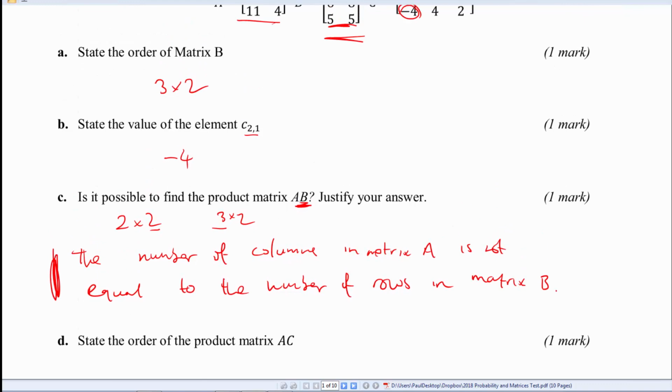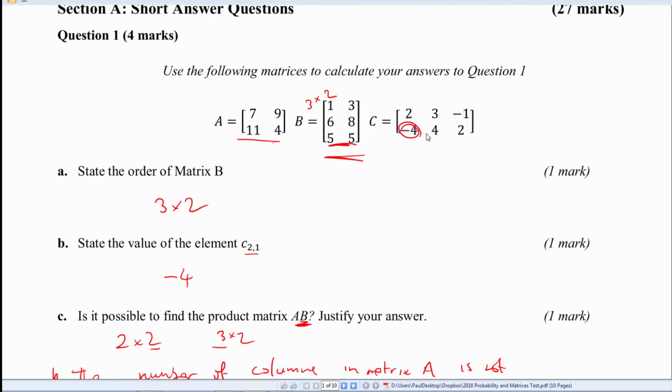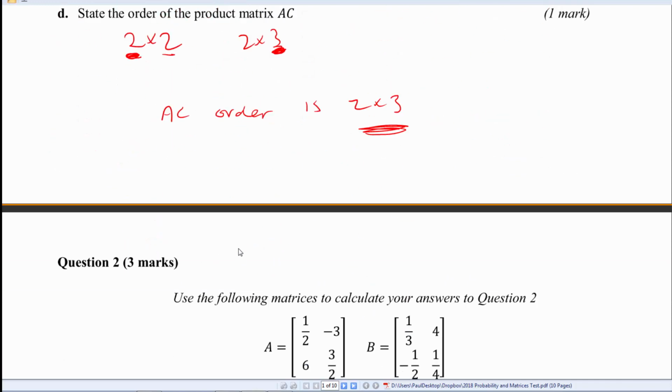Alright, state the order of the product matrix AC. If you recall, A was a 2 by 2, C was a 2 by 3. This number here and this number here are what the order of the product matrix is going to be. So AC is a 2 by 3 matrix. Some of you actually went on to multiply the matrices together to work out what it looked like, and then stated that the answer was a 2 by 3. The reality was we could save a bucket load of time and know that just from the orders.